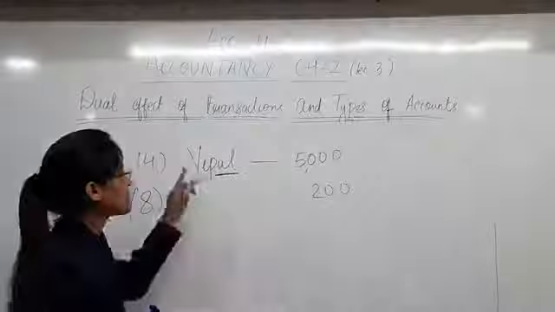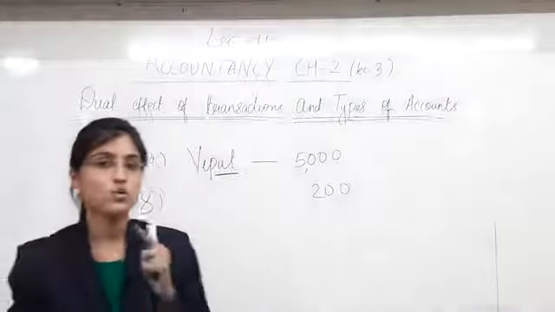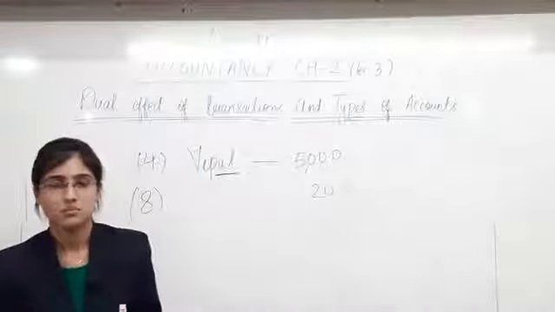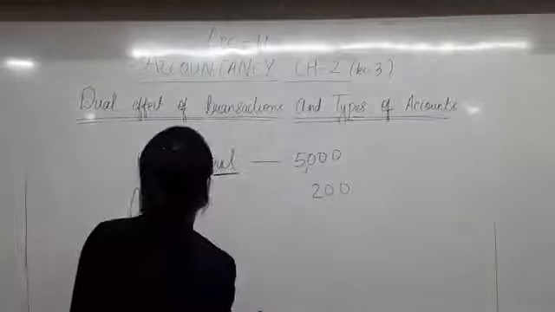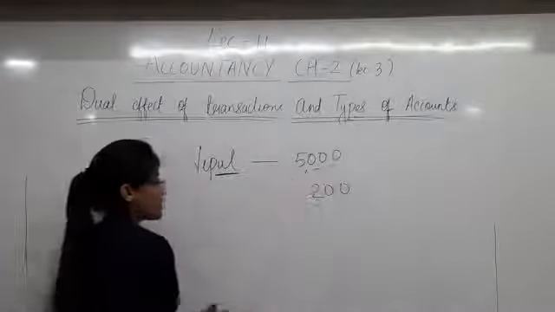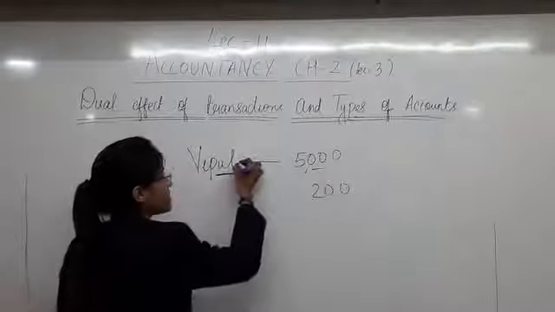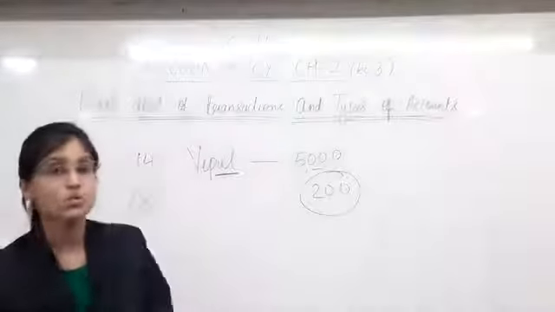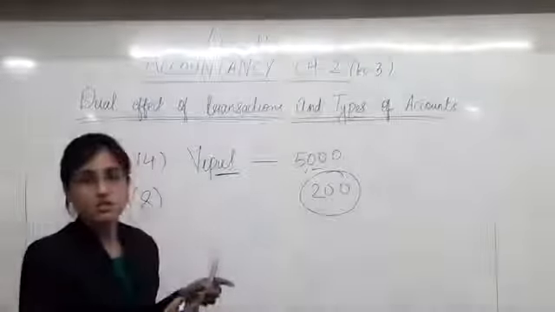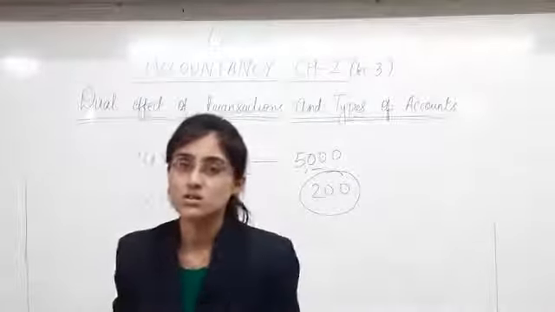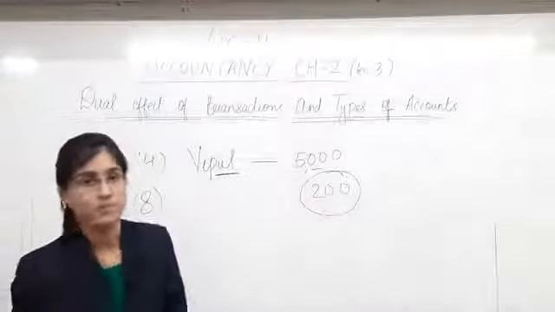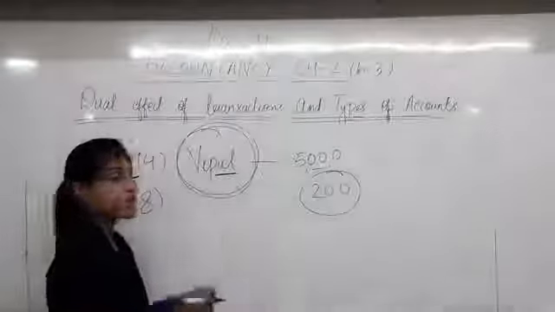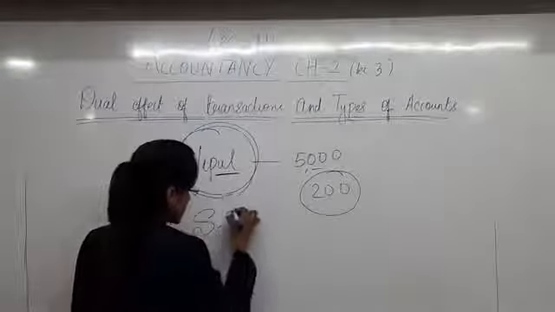Who is Vipul? The person to whom I have sold. Who am I? I am Manoj. So Manoj has sold goods of rupees 5,000 to Vipul, and Vipul has returned goods of rupees 200 from that. Vipul is a person to whom goods have been sold. So whenever that person returns goods, it becomes sales return, the new word.